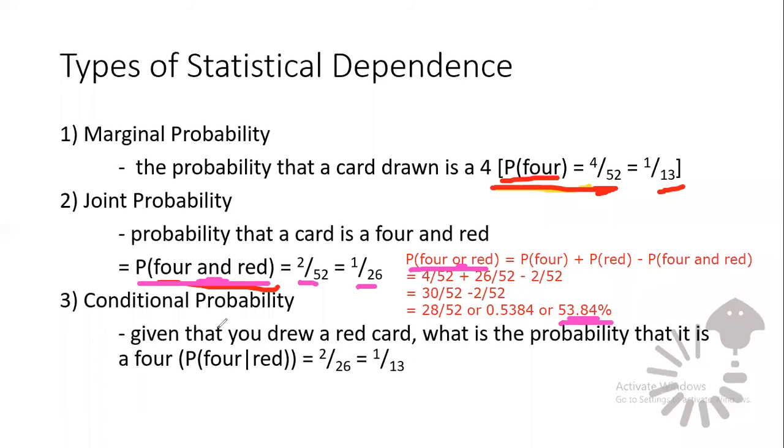We also have conditional probability. Ito yung operator niya. Given that. So how do we read this? Given that you drew a card, what is the probability that it is 4? Given that ang nabunot natin is red, what is the probability na 4 yun? 2 over 26 or 1 over 13. Bakit? 26 yung red. Tapos, dalawa doon ay 4. May formula na yan. 2 over 26, 1 over 13.